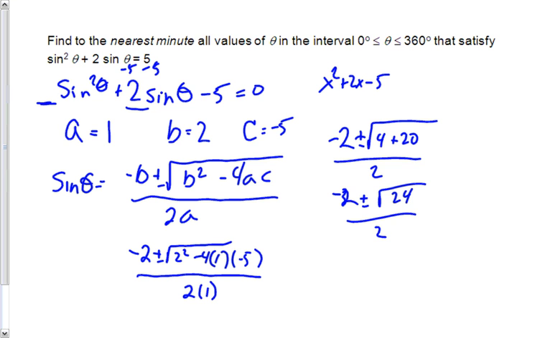Let's see if we can break it down. 24 breaks down to 4 times 6. So the square root of 4, I do know, is 2. Negative 2 plus or minus 2 square root of 6, all over 2. Oh, that's nice, because it breaks down to negative 1 plus or minus the square root of 6, since the 2 cancels out. Remember, it has to go into all the terms in the top to cancel, not just the singletons, or else that's some bad stuff.